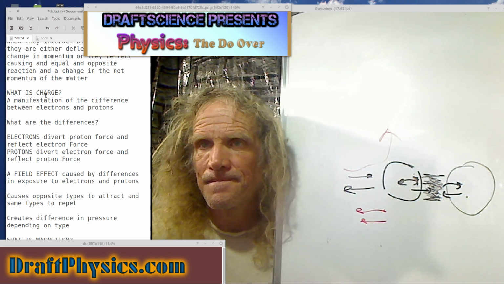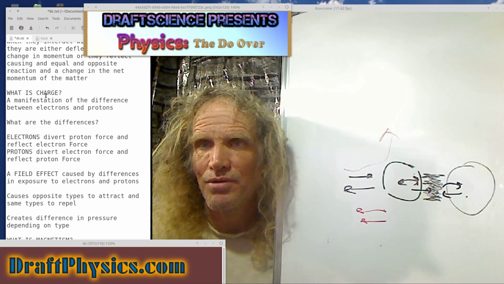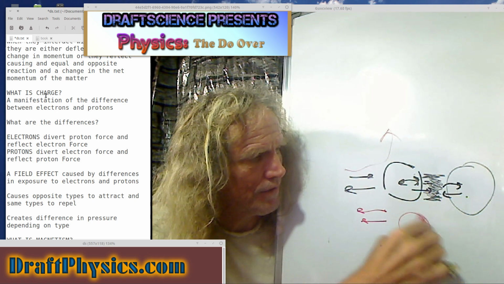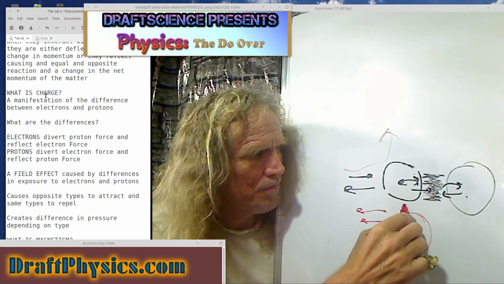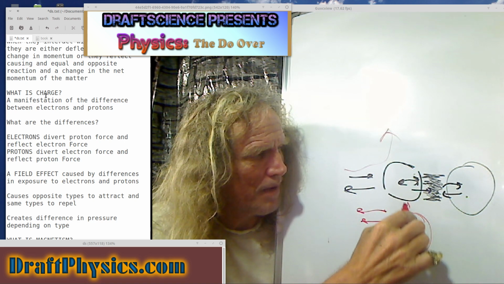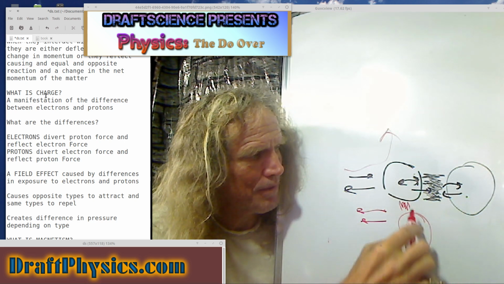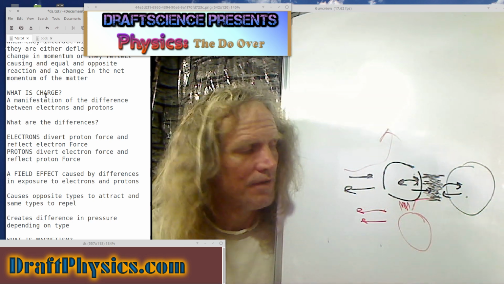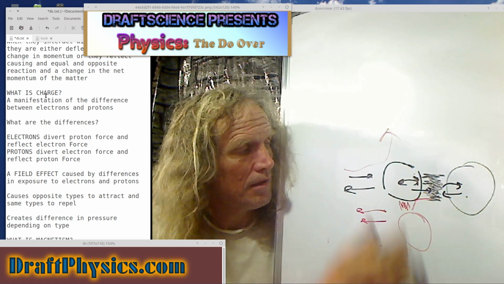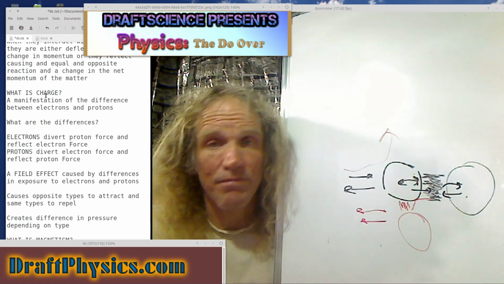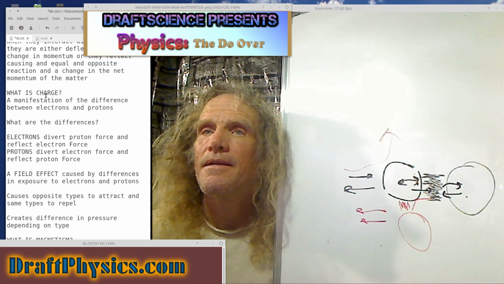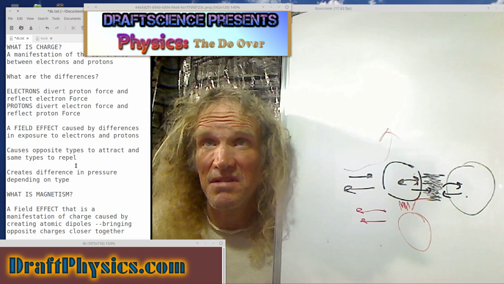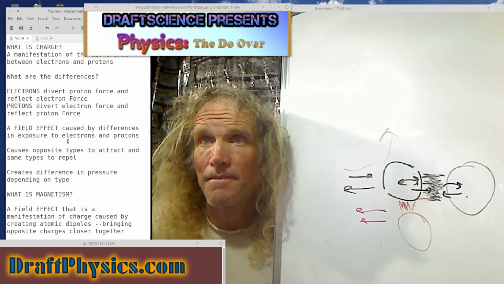All right, creates differences in pressure depending on type. So kind of obvious that, again, if I put the red thing here, there's no capacity for this red to go back and forth and back and forth. It just can't happen. It goes this way, gets deflected. There's just no opportunity for a magnified reflection. All right, and so it creates difference in pressure depending on type. Yeah, it's a pretty straightforward statement.